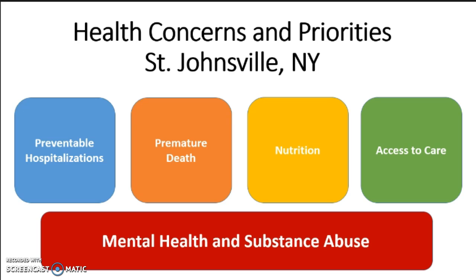Data analysis of all the quantitative and qualitative data collected as part of this assessment through using the logic model, the MAP framework, as well as a windshield survey and a number of key informant interviews, brought about 5 health concerns and priorities in St. Johnsville: preventable hospitalizations, premature death, nutrition, access to care, and mental health and substance abuse. Let's take a brief overview of each of these issues.